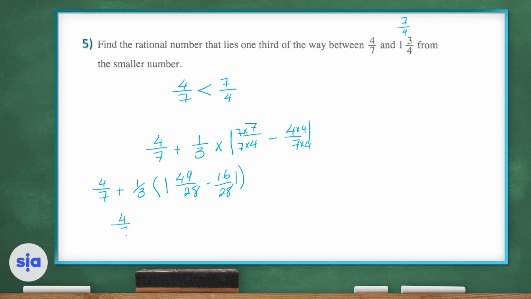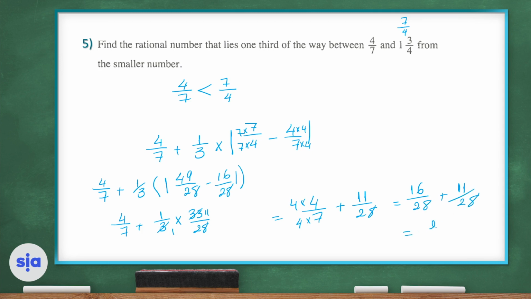So it's 4 over 7 plus 1/3 times 33 over 28. If you divide this by 3, it's 11. If you divide this by 3, it is 1. So it's 4 over 7 plus 11 over 28. To add, we must have the same denominator, so we multiply up and down by 4. The result here is 16 over 28 plus 11 over 28. So the final answer is 27 over 28.